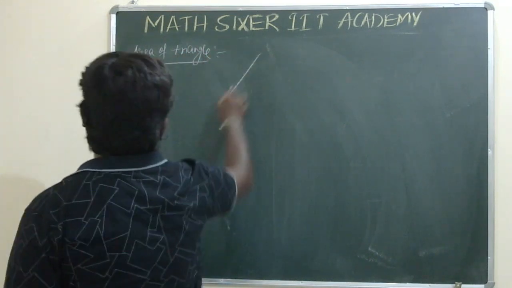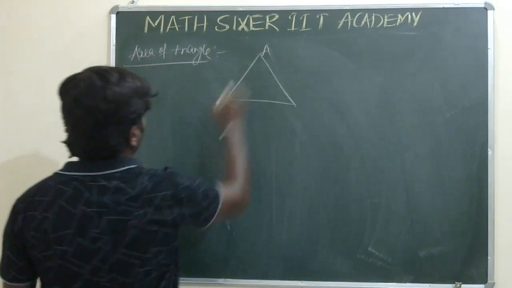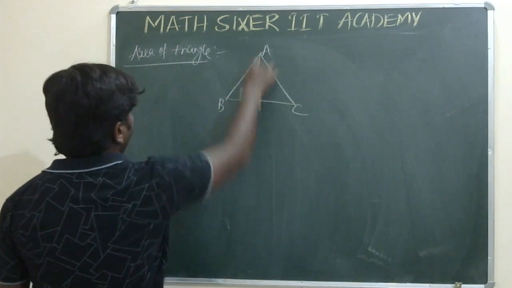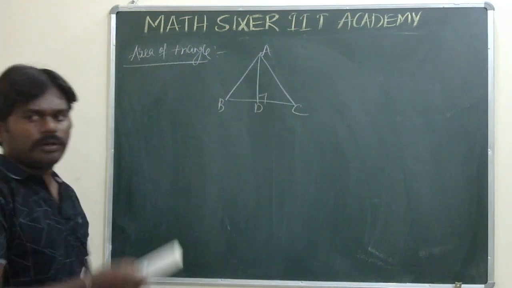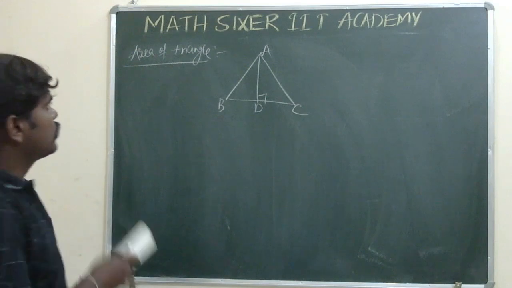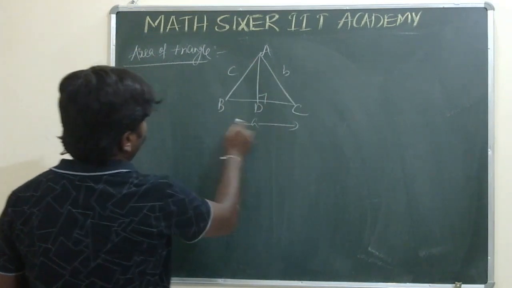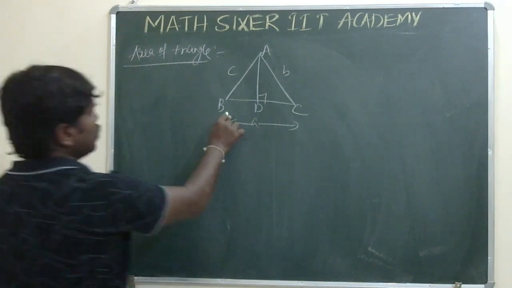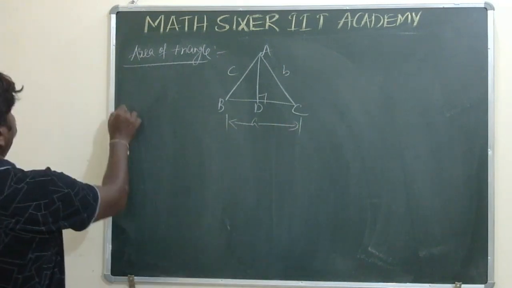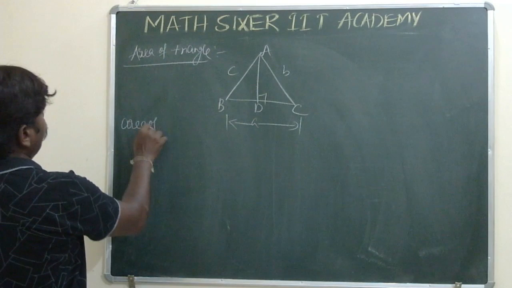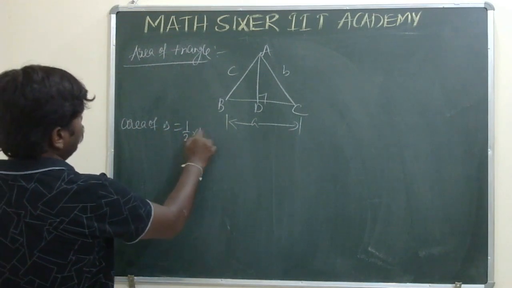So here I am taking a triangle ABC. Okay, and I am drawing a perpendicular on BC from A. So now here, as we know, here it is C and it is B and also it is A. So now here already we know the area of the triangle is equal to 1 by 2 into base into height.